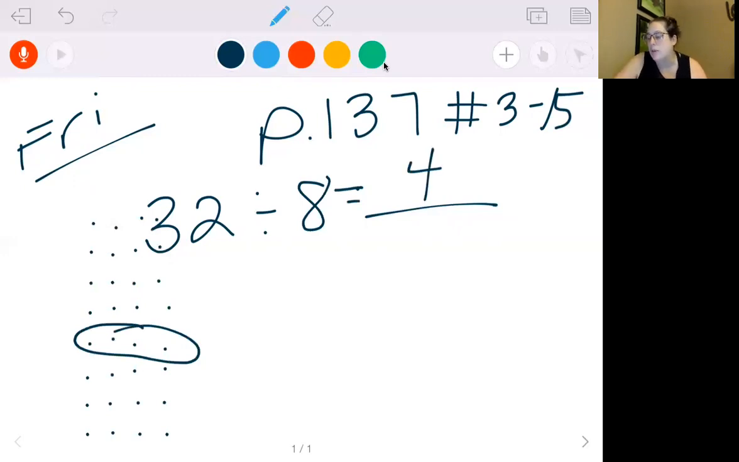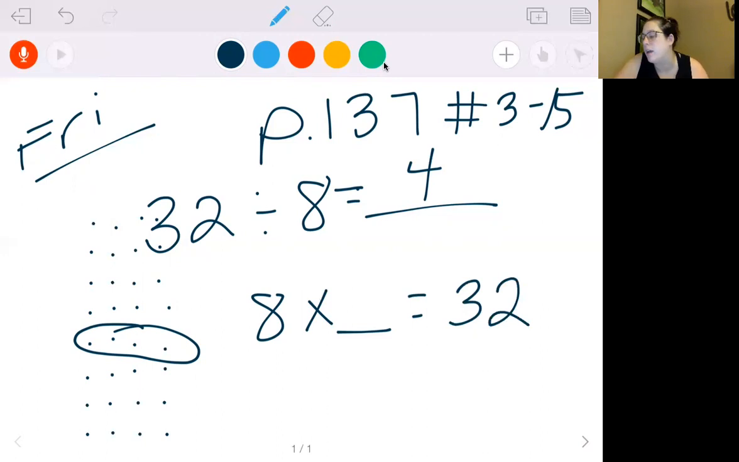Or I could do it backwards like we did the other day and say 8 times what equals 32. In your head, that's already what you're saying. So we already know that 8 times 4 equals 32. So all you need to do for 3 through 15 is just write the answer, okay? And once you're done with that, you're done for the week. Let me know if you have any questions.